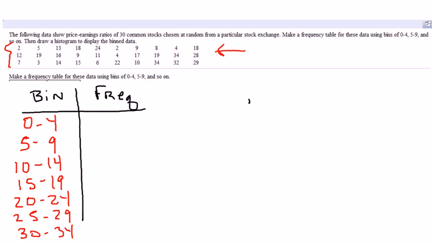Alright, so now to get the frequencies in each of these bins, we look at the actual values and we ask ourselves, okay, does that number fall between 0 and 4? So when I'm going through the data set, I see that I have 1, 2, 3, 4, oops, skip that one, 5 values that fall between 0 and 4, so the frequency is 5.